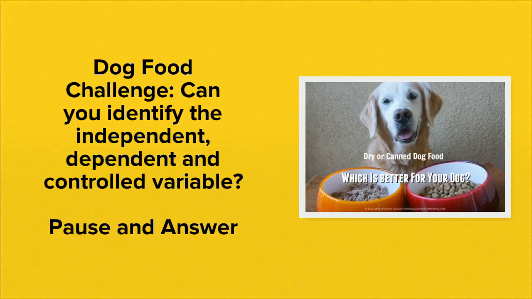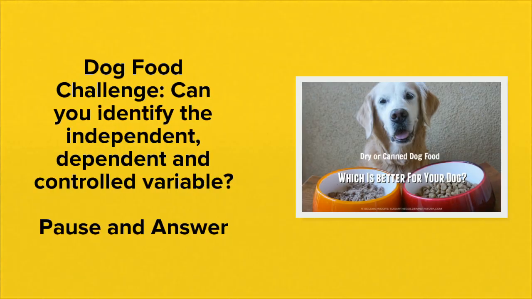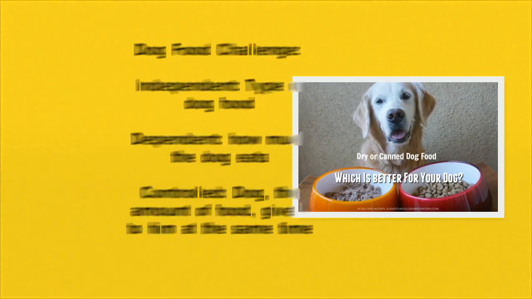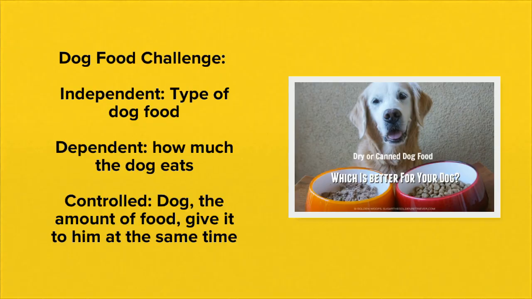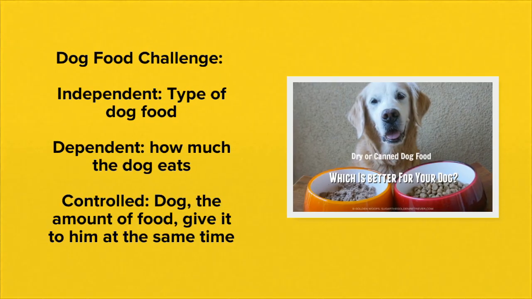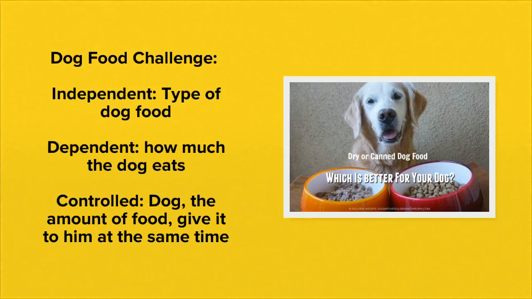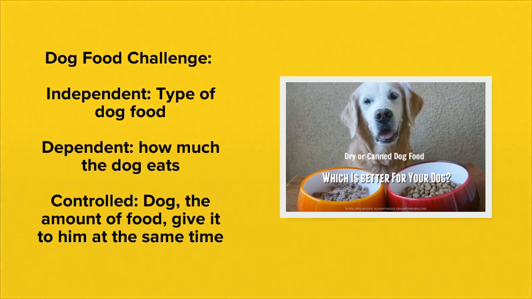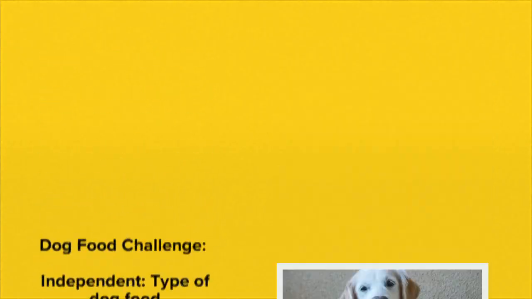Here's a dog food challenge. Can you identify the independent, dependent, and controlled variables? Pause the video now and record your answers on your worksheet. The independent variable is the type of dog food, wet or dry. The dependent variable is which one the dog is going to like better. And the controlled variables include the dog has to stay the same, the amount of food you give has to stay the same, and you want to give the dog the foods at the same time.